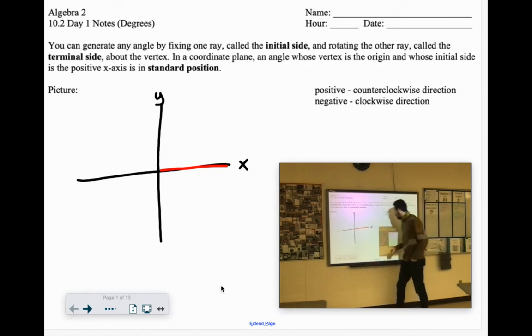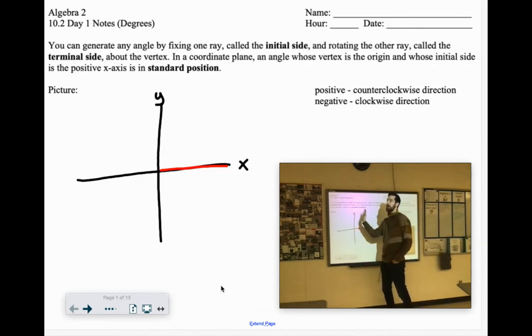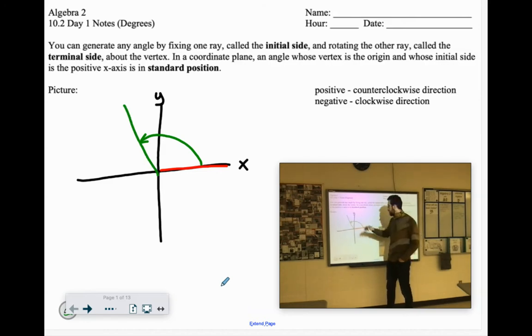If it's a positive degree, you're going to go counterclockwise. We know how a clock rotates, right? You're going to go the opposite way. So positive ones will go this direction. Like here would be, let's call it, a 120 degree angle.